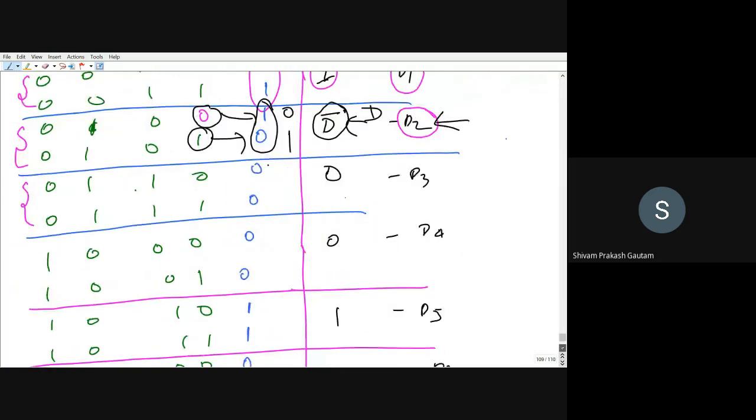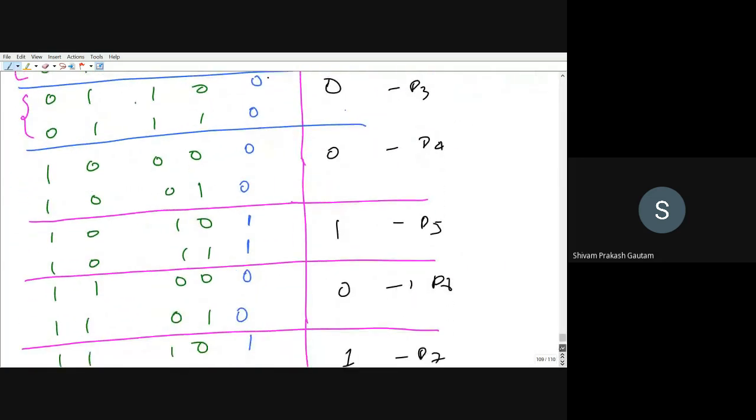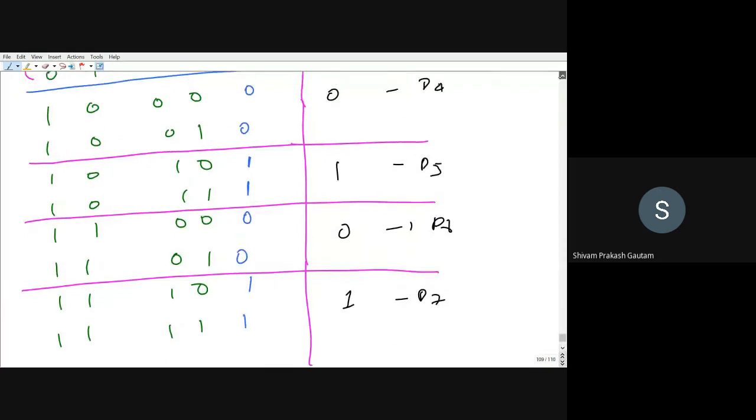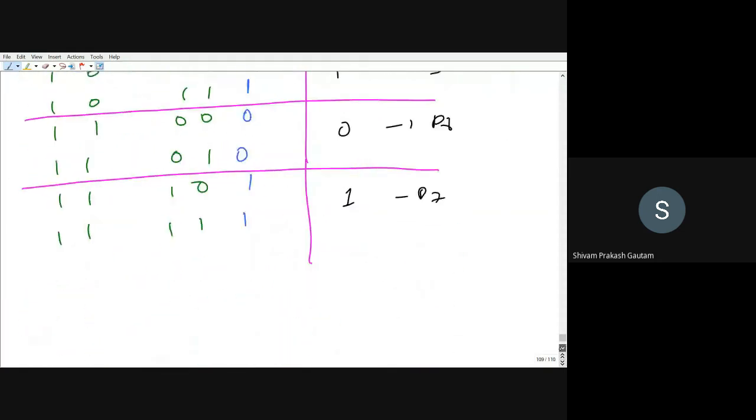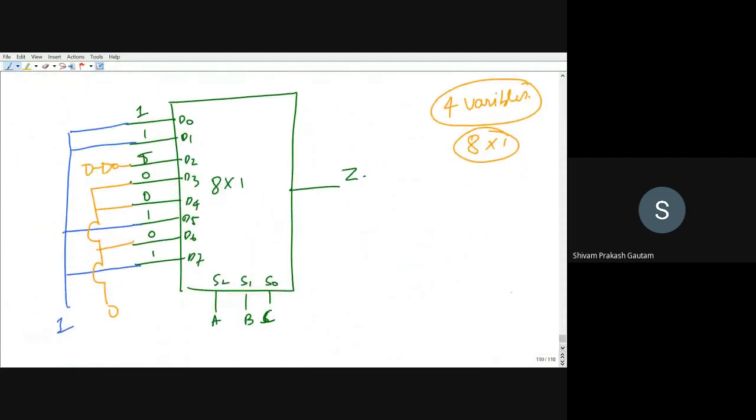Then the same pattern will be followed for the rest of the cases. Then you can assign the inputs, that is D0 to D7, and correspondingly provide the inputs to the 8x1 multiplexer, which I have done in this diagram. Is it okay?